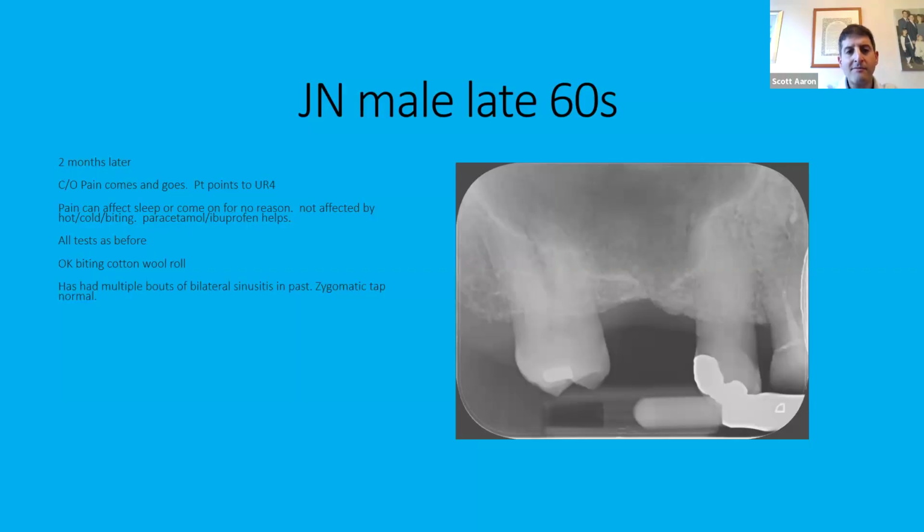He's had multiple bouts of bilateral sinusitis in the past, but not recently. And the zygomatic tap is normal. So this is where you go like this. If he's getting pain on one side, not the other, that's a positive result, and you're looking at sinusitis. The other one you can do is get them to lean forward. If suddenly it hurts to lean forward up here, again, we're looking at sinusitis.